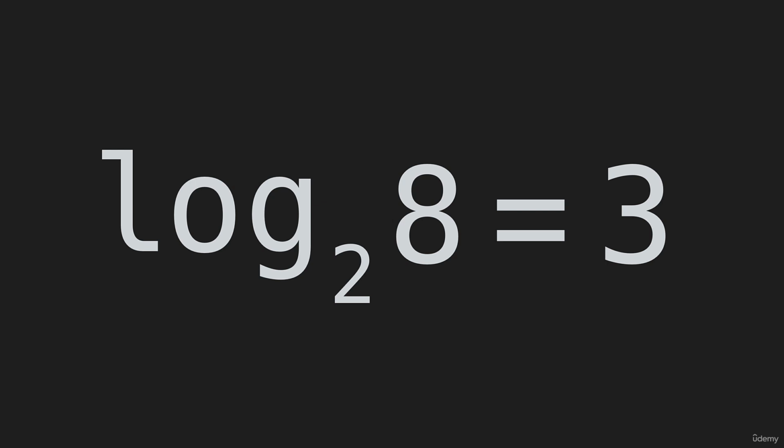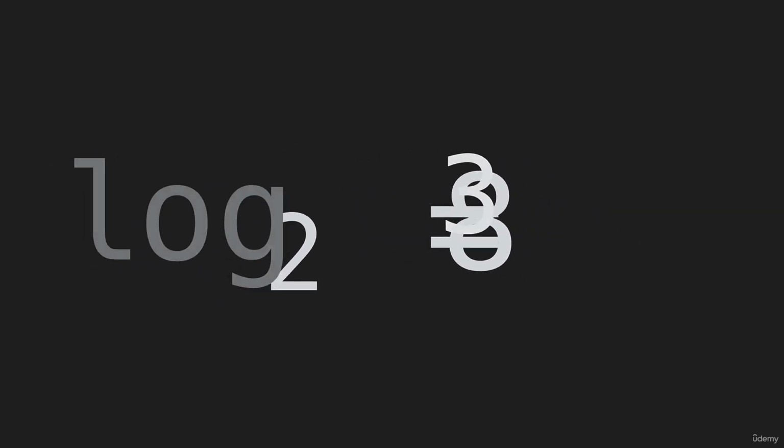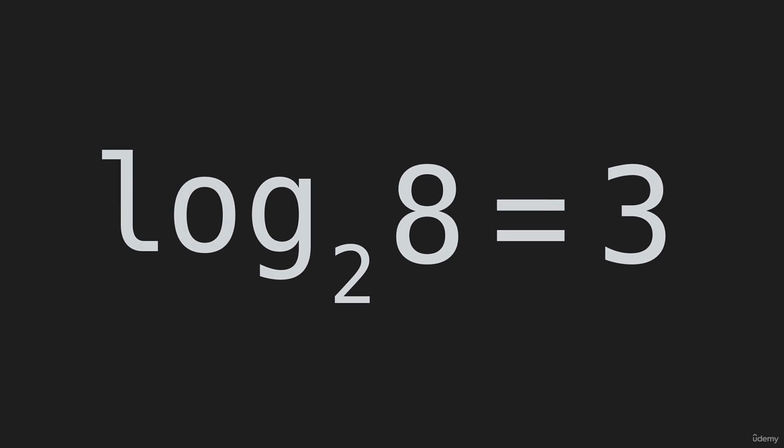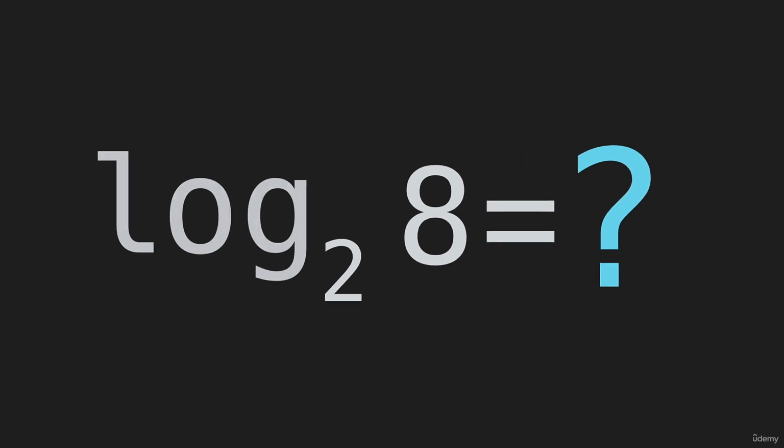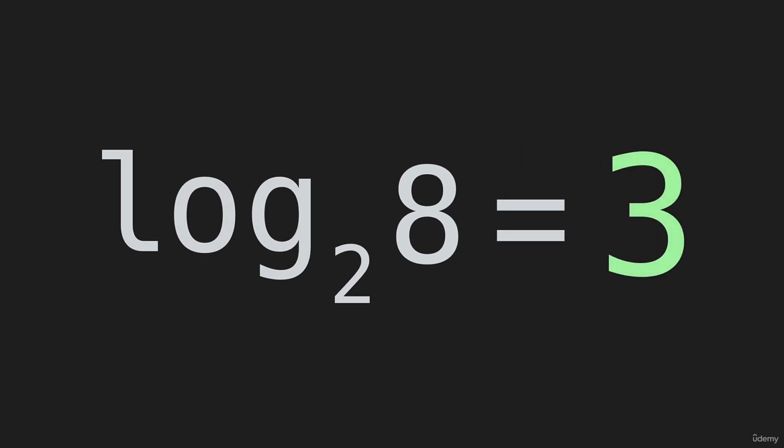Log sub 2 of 8 equals 3. I'm going to back this up and we'll look at this again. Log sub 2 of 8 equals 3. We're basically saying 2 to the what power equals 8? Well, that number is 3. To put it another way, if we take the number 8 and we repeatedly cut it in half, we divide it by 2, how many times do we have to divide it by 2 to get down to 1 item? And that is 3 times.